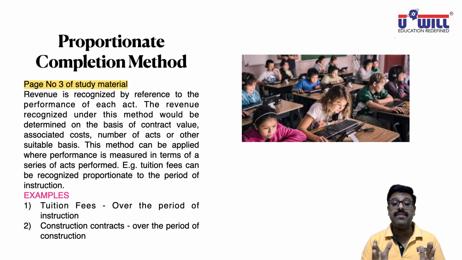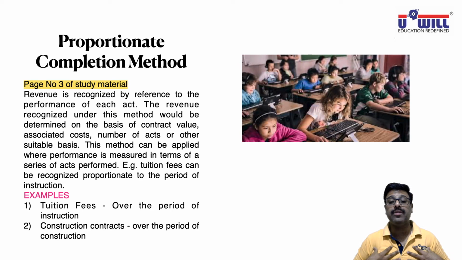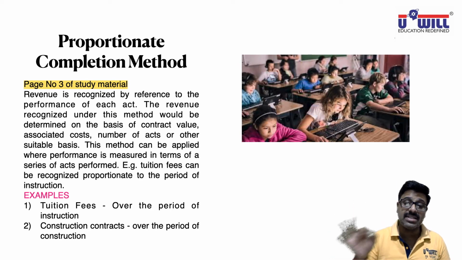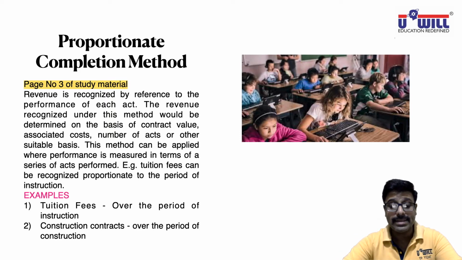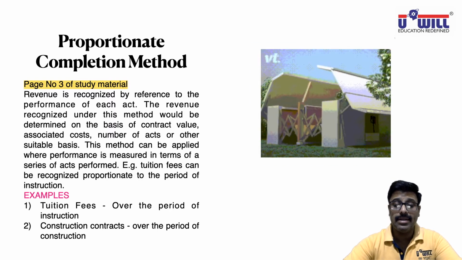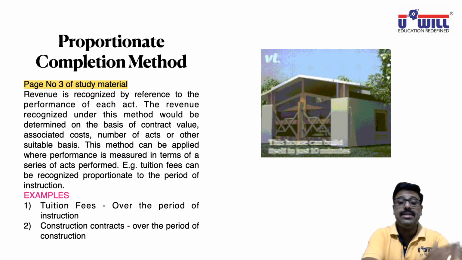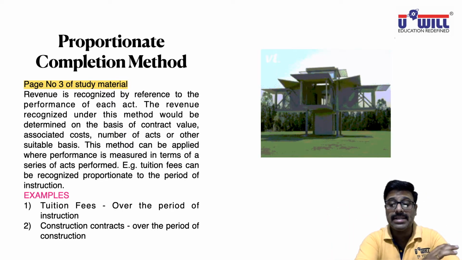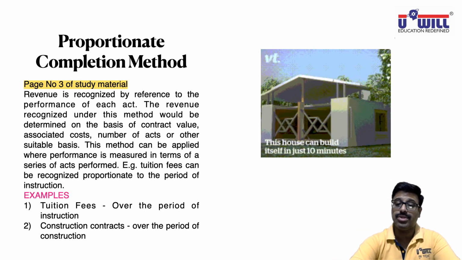So this comes under which method? Proportionate completion method. When will we record the fees in our books of accounts? When we perform the first semester's activity, first semester's fees we will record in our books of accounts. Next, construction contracts. Because here, as I already explained to you, the construction is spread over various years. So here, as the proportion of work is done, based on that the revenue is recorded in the books of accounts. Okay.